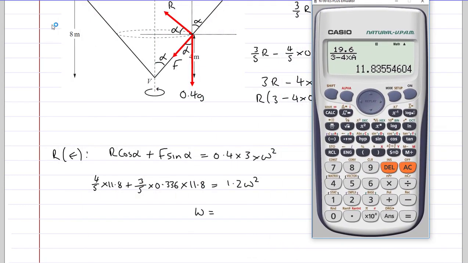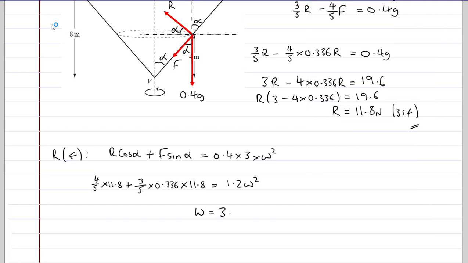Before I do that, remember this is the value of R. I'm just going to store that as B, so I can use that in my calculator several times. So now I get 4/5 times B plus 3/5 times A times B. We divide all of that by 1.2, and then I'm going to square root the answer. And if I do that, I get 3.14 to 3 significant figures. And that's the end of question 8.